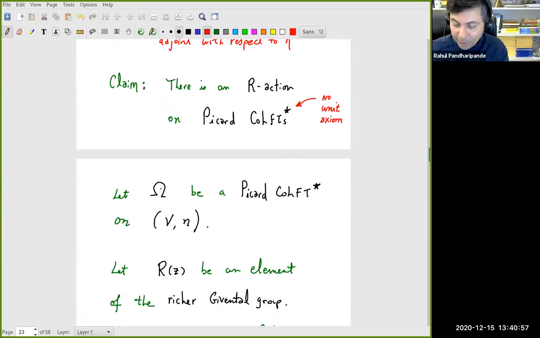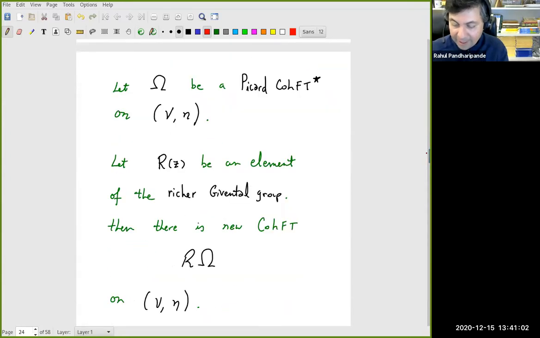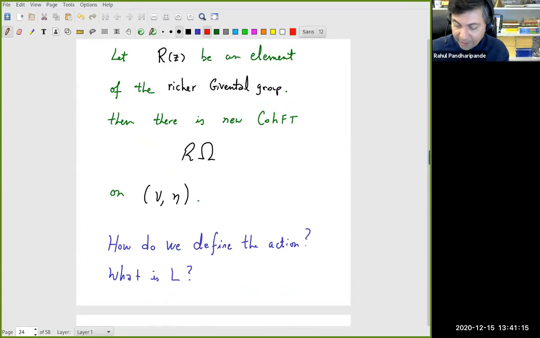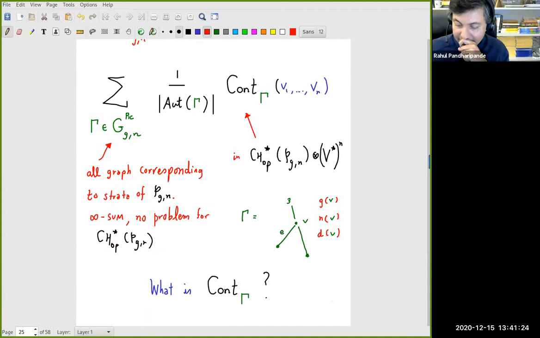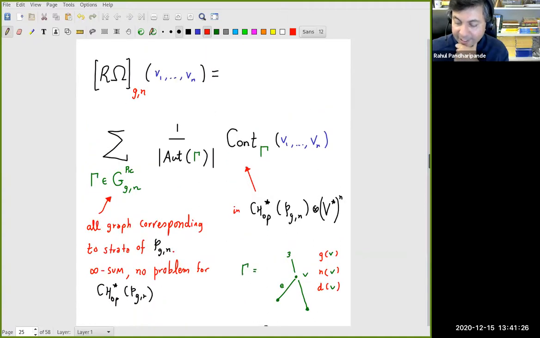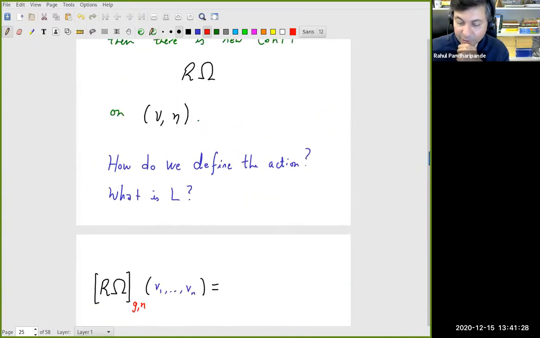So let omega be a Picard CoFT here with no unit, and I want R to be an element of this richer Givental group that has this L class in it. Then I claim there's a new CoFT, R acting on omega, on the same data V and eta. And how to define the action? What is L? So these are the questions I want to address. How to define the action is kind of the same, but the interpretations are a little different, and the question about the degrees and things like that now are relevant. So first of all, how do we define the action?